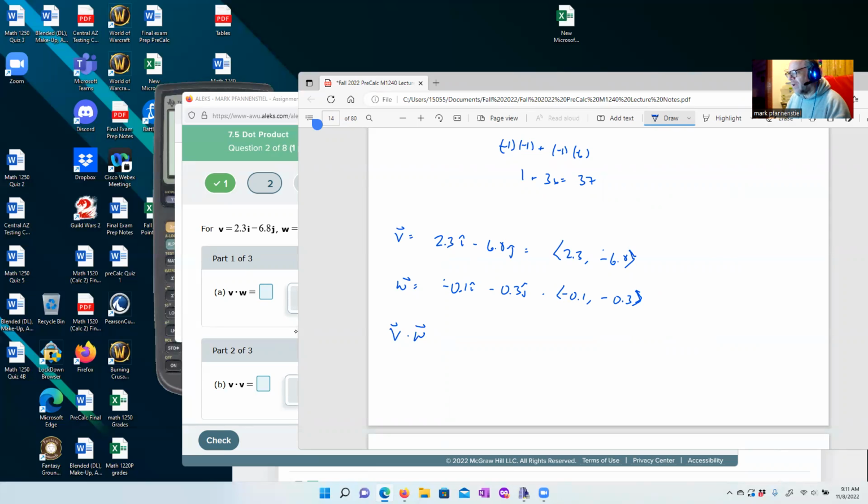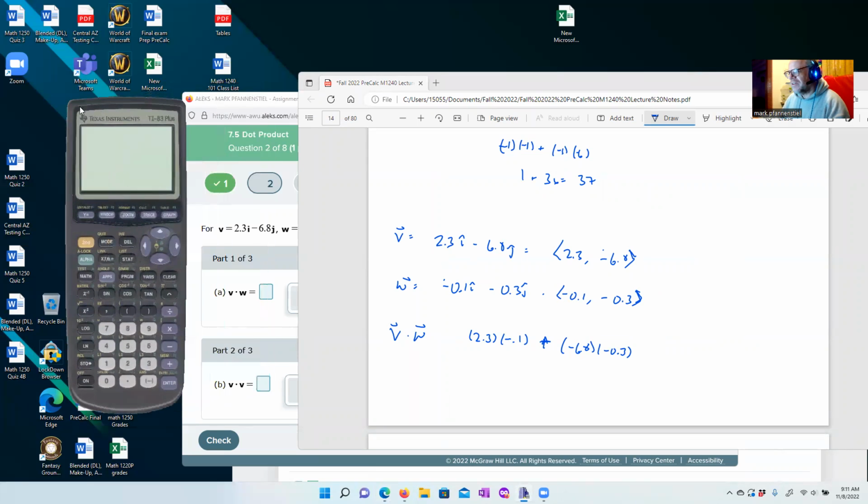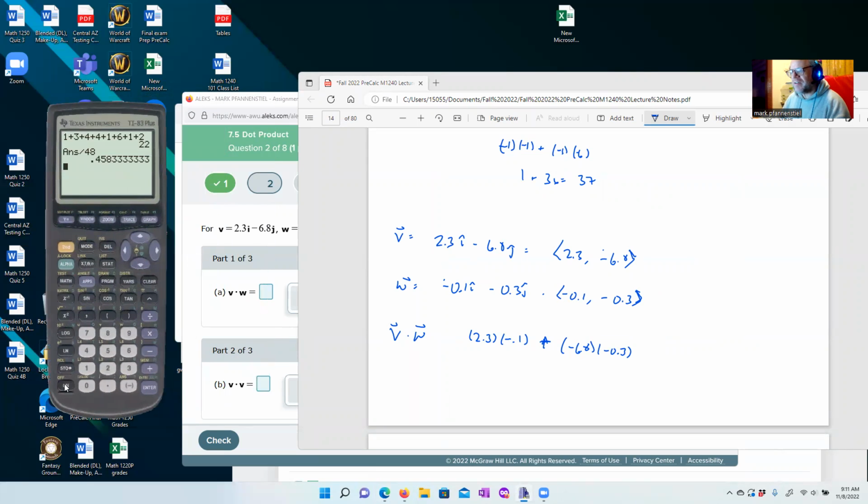All we're going to do is say, okay, this was 2.3 times negative 0.1, plus, and then we just deal with our W part. That's going to be plus negative 6.8 times negative 0.3. I'm not going to pretend that I'm going to be able to do this by hand or mental math. That's not going to work, even on a good day.